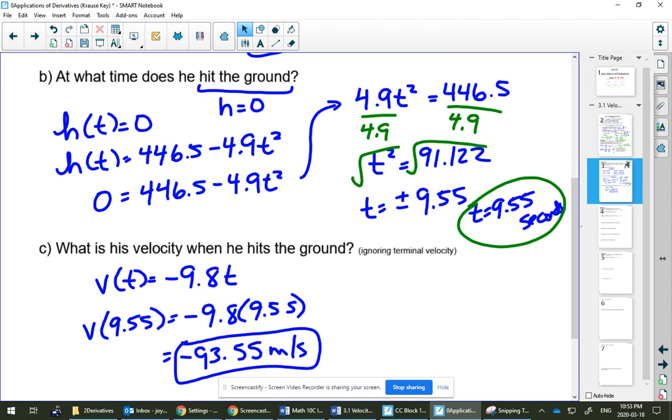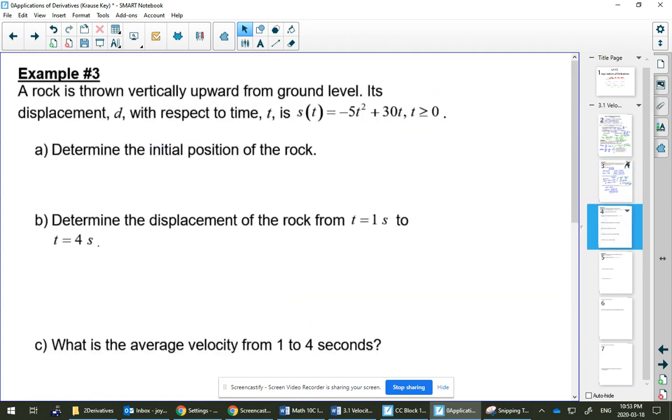Now, at any point, I'm going to have your notes uploaded as a PDF, so you could choose to try doing some of these questions on your own first, and then using the video to check.